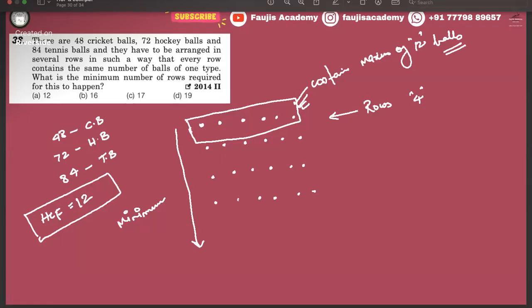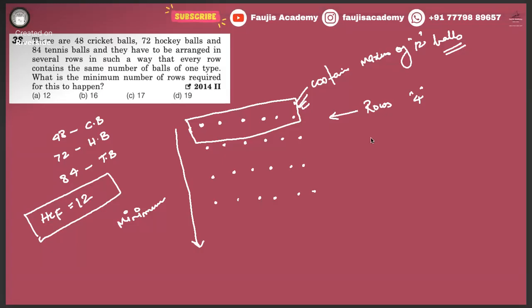How many balls do you have in total? 204 balls, sir. Okay, I have 204 balls. Divide by what number? 12, sir. Why are we doing that? Because that is the number of balls in one row, sir. We have to find the minimum number of rows, right? In each of the rows, the number of balls has to be maximum. If we have only 10 balls in each row, then the number of rows will increase, right? So if each row has 12, then the number of rows overall will be less. So how much is 204 divided by 12? 17, sir. So 17 is the answer, guys.